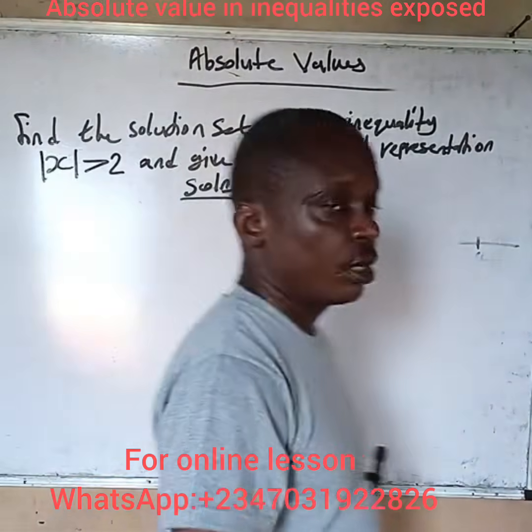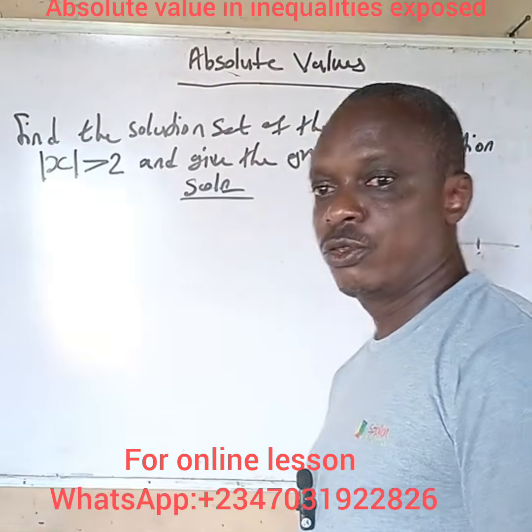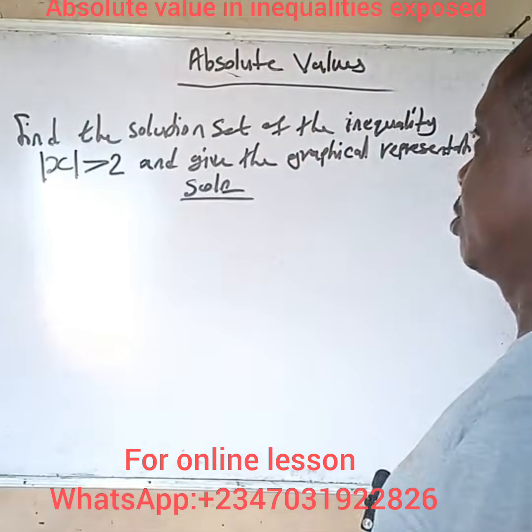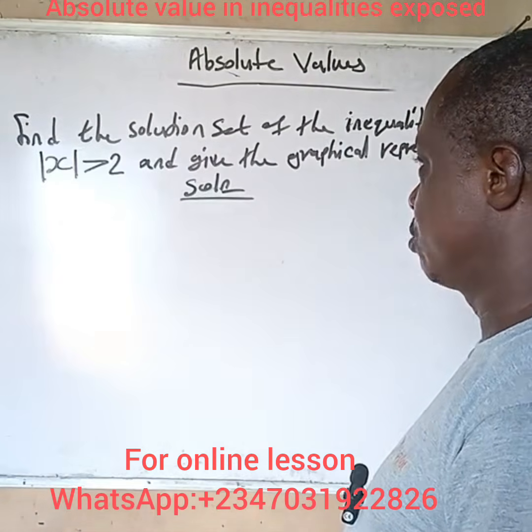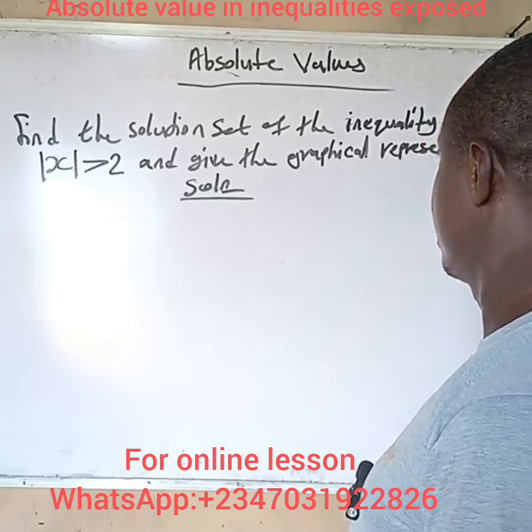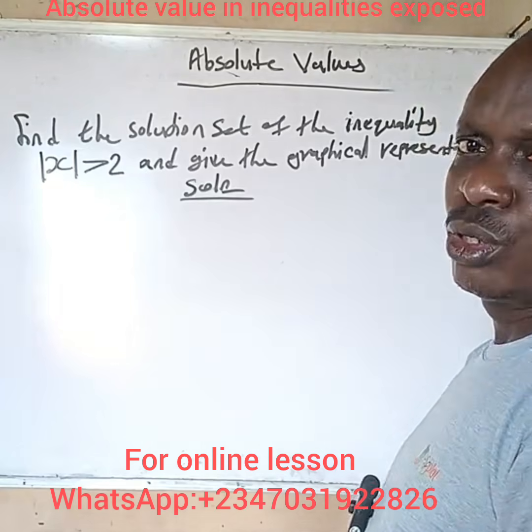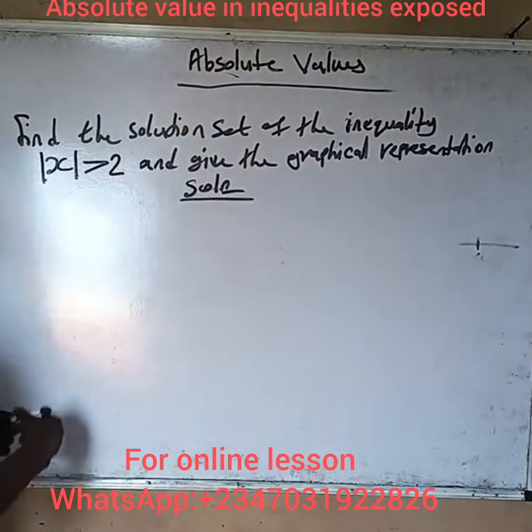All right, this is another question on absolute values in terms of inequalities. We have to find the solution set of the inequality absolute value of x greater than 2 and give the graphical representation. We have done less than 2. Let's look at greater than 2 and see what the set of solutions will look like.